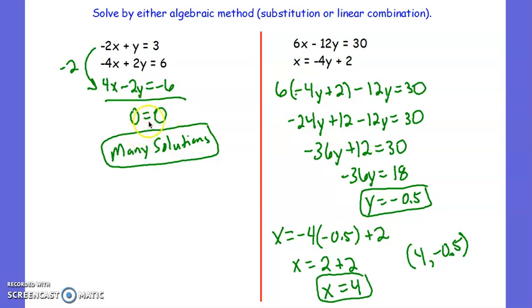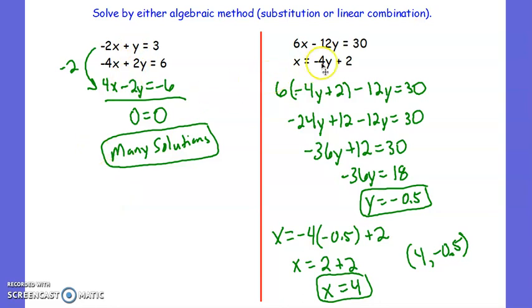And if that equation is always true, then our system will always be true. If we have a point that's on one line, we're guaranteed it'll always be on the other line, which is why we get many solutions. These two equations represent the same line.